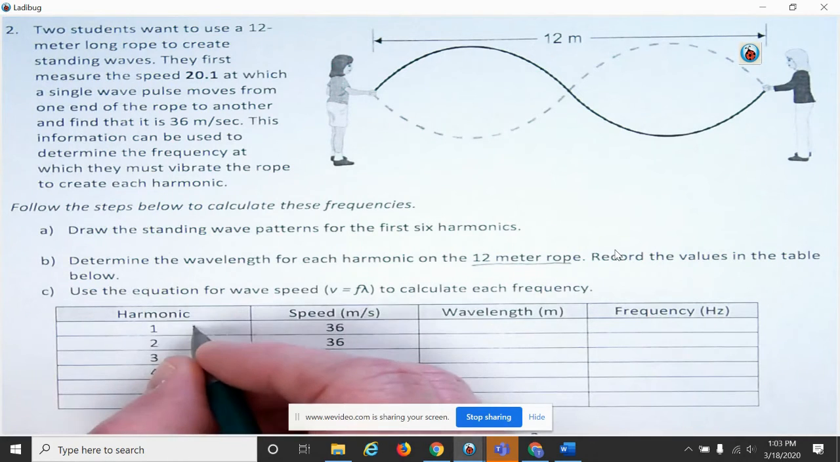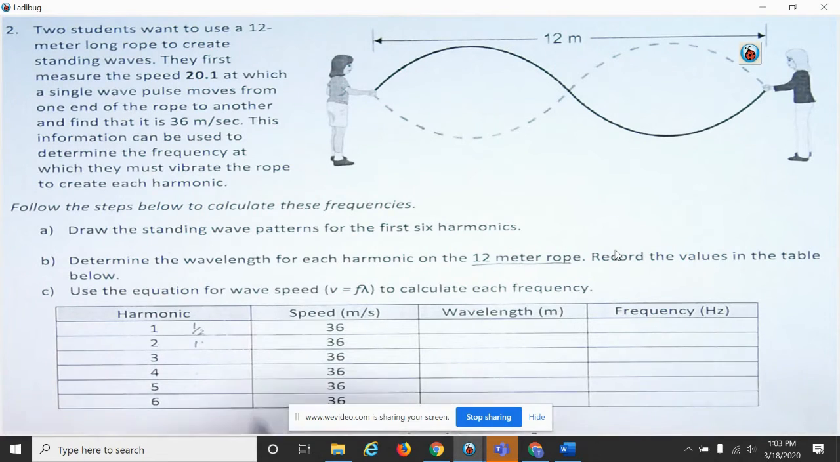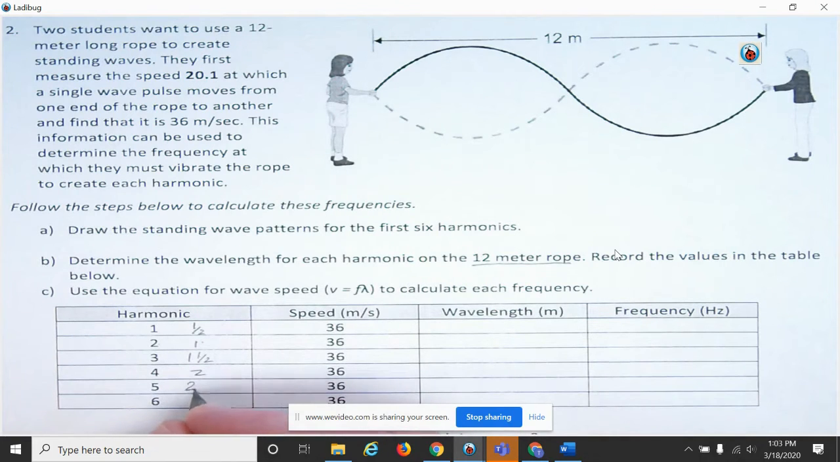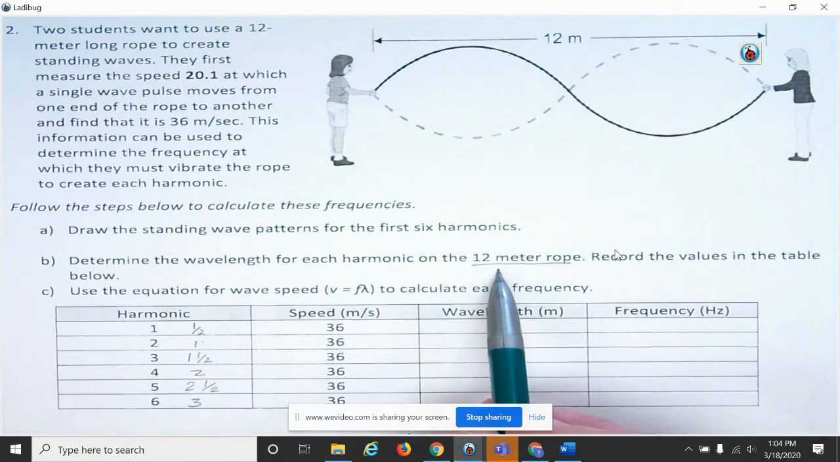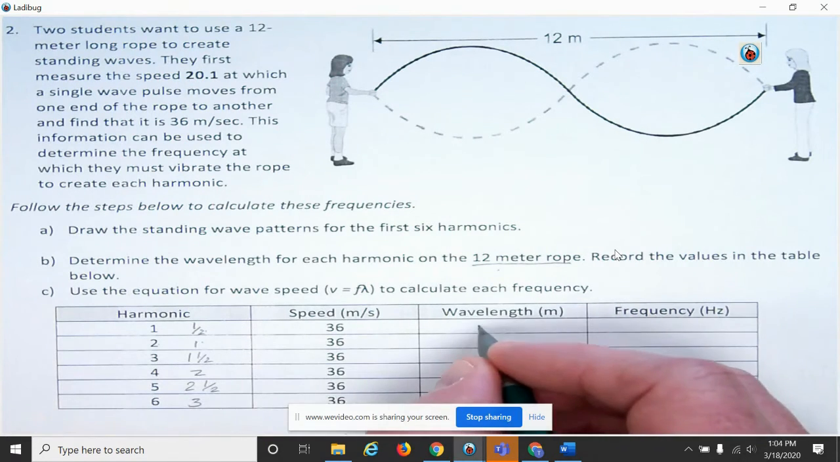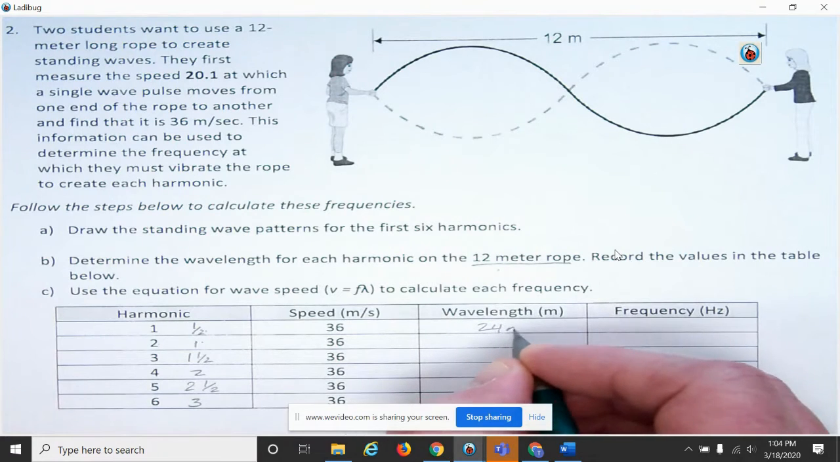So for one, that'd be half a wavelength. 2 would be a full wavelength. 3 would be 1.5. 4 would be 2, 2.5, and then 3. Now, the reason I did it that way is because it becomes relatively easy to figure out the wavelength in meters. For example, if I know the length of the rope is 12 meters, and I have a single harmonic, that means I only have half. So 12 divided by a half ends up giving me 24 meters.